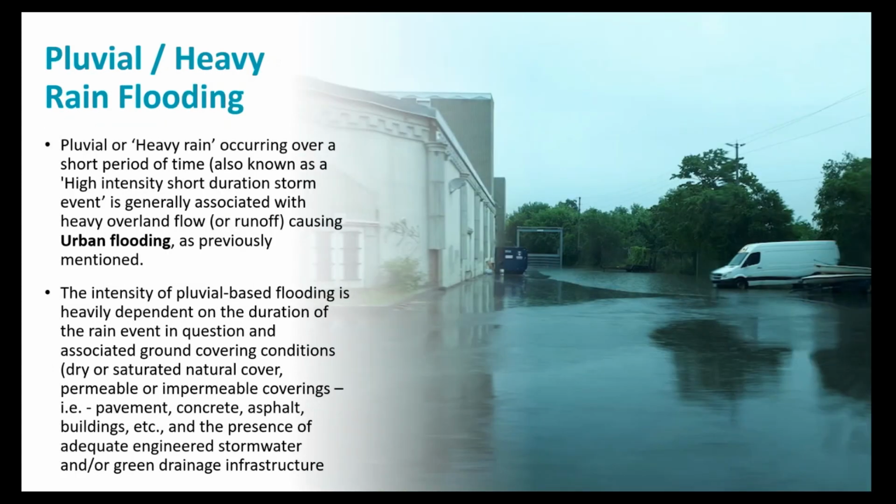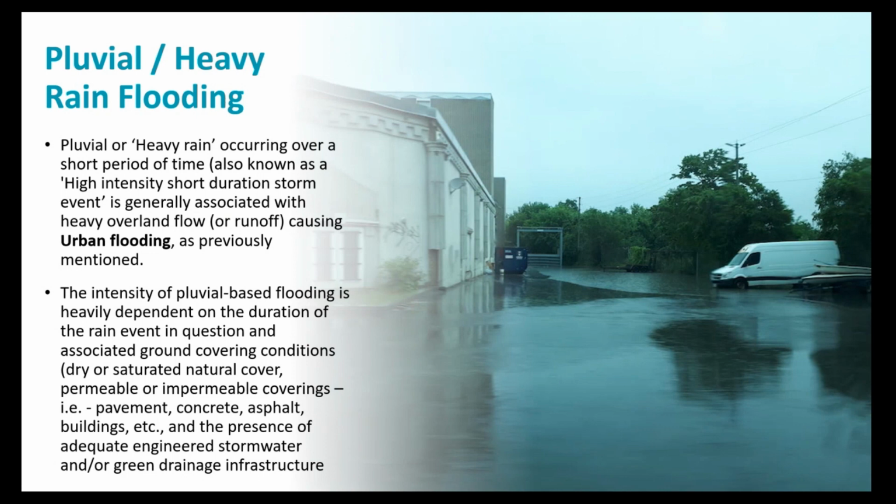Pluvial or heavy rain flooding. Pluvial or heavy rain flooding occurs over a short period of time, also known as a high-intensity, short-duration storm event, and it's generally associated with heavy overland flow or runoff, causing urban flooding, as we previously talked about. The intensity of pluvial-based flooding is heavily dependent on the duration of the rain event in question and associated ground covering conditions. Are they dry or saturated natural cover?